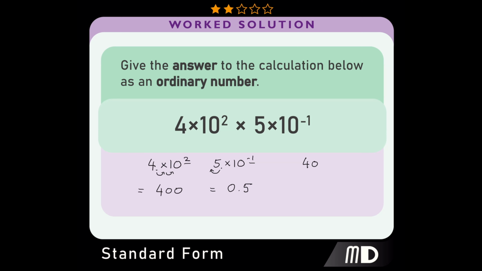So we need to multiply 400 by 0.5. This is actually the same as halving 400, which is 200. So the answer to the question written as an ordinary number is 200.